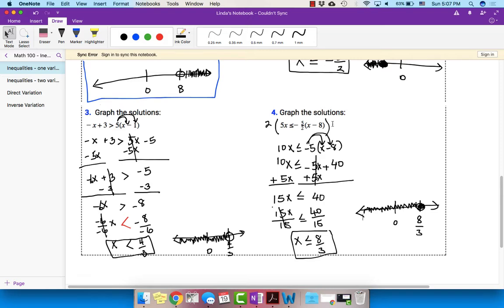Hi students, let's look at the second concept here of inequality. This time we'll be looking at inequality in two variables.